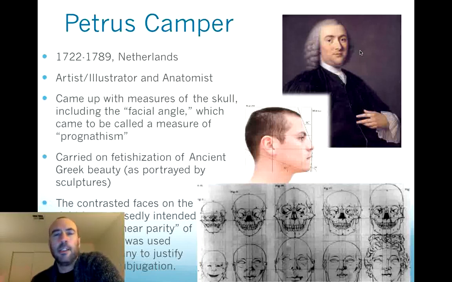And he carried on this idea of Greek beauty, especially the beauty of Greek gods as being the highest form of beauty. And down below is one of his more famous drawings. So you see like an orangutan skull or a chimpanzee skull there.